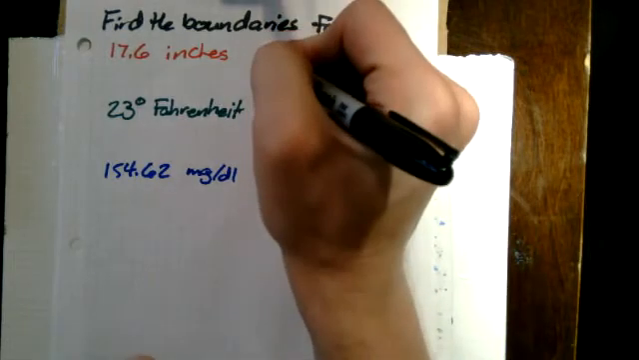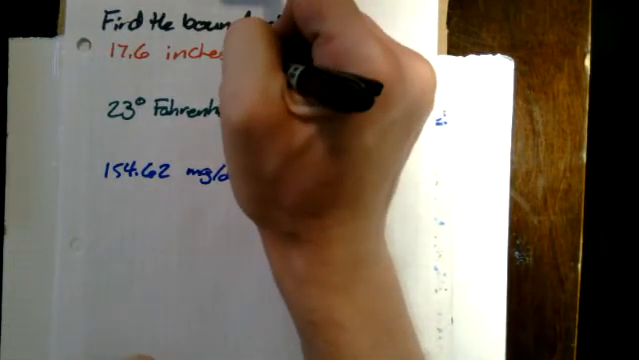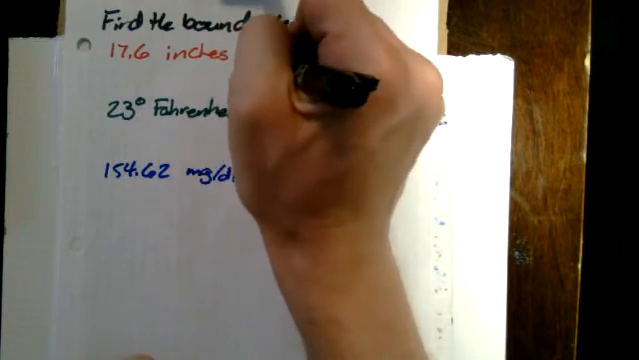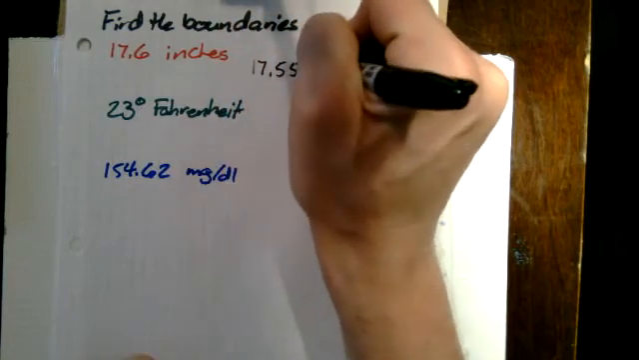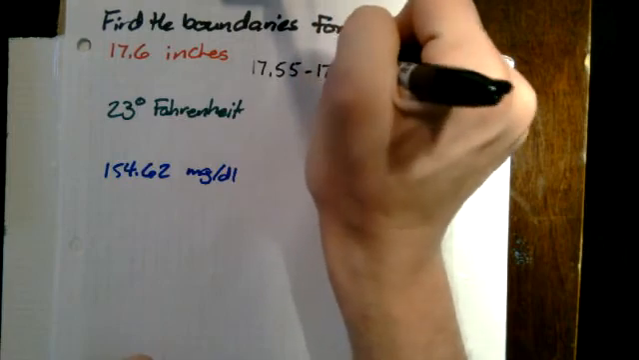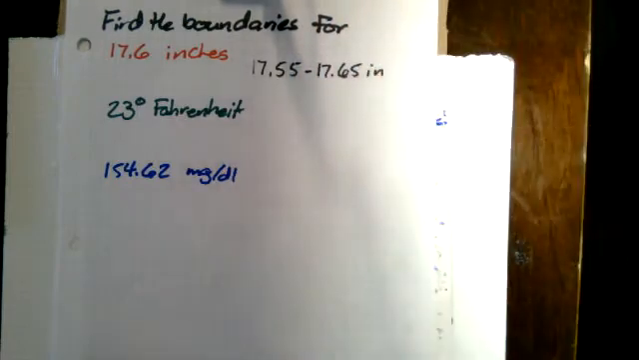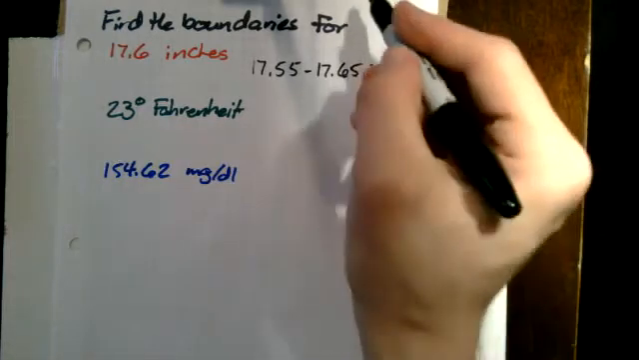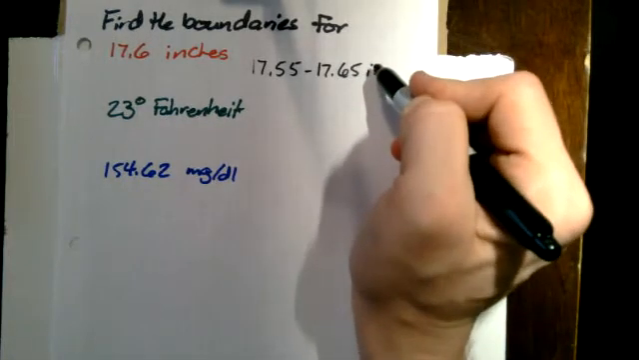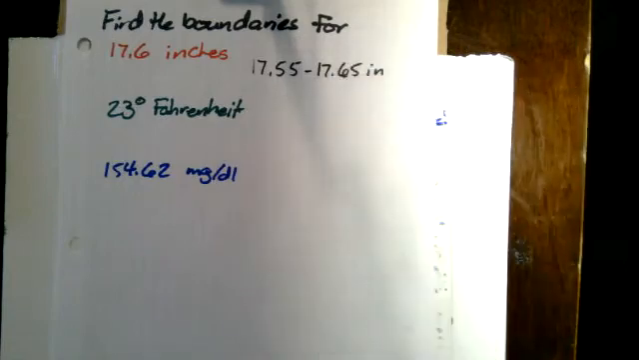So for 17.6 inches, let's start there. The boundary for 17.6 inches would be 17.55 to 17.65 inches, remembering that if we actually have 17.65 inches, we would round it up to 17.7.